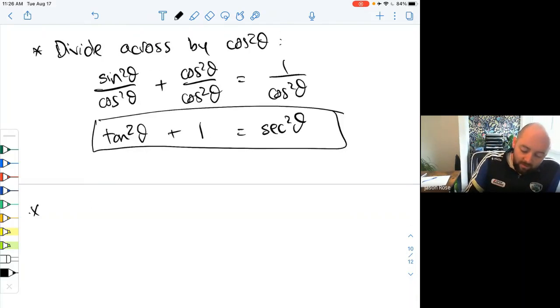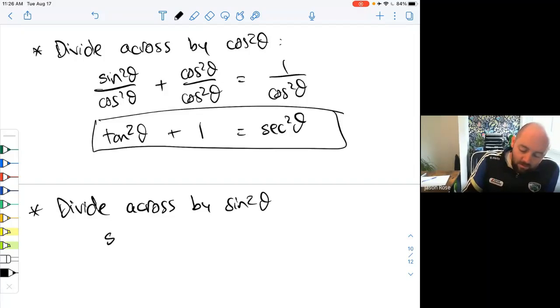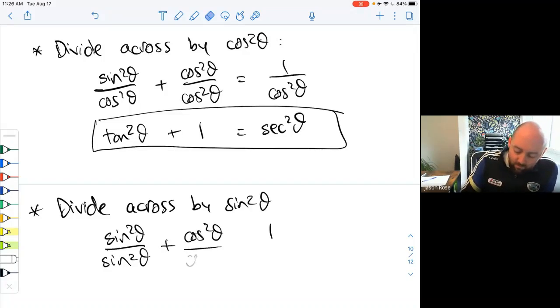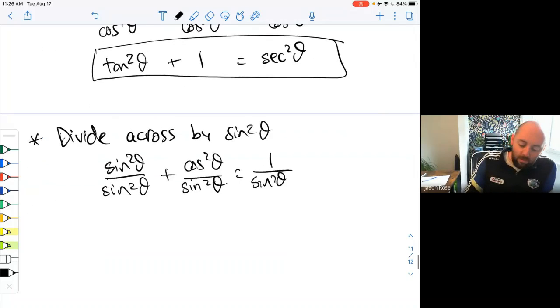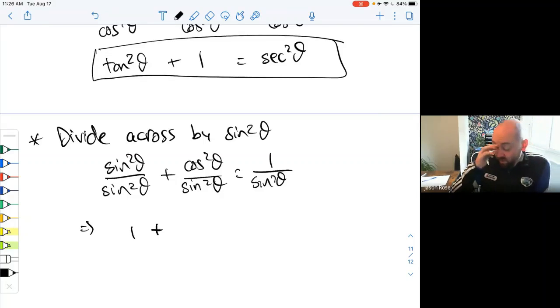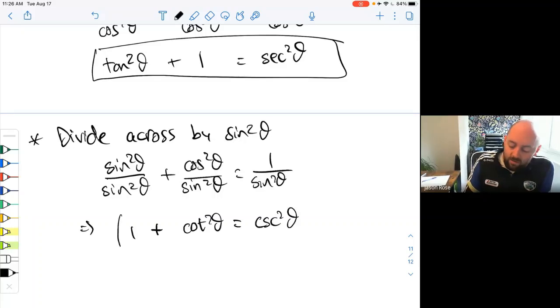And the other one is to divide across by sine squared. So starting with sine squared theta, cosine squared theta, and 1. Sine squared over sine squared, cosine squared also over sine squared, and 1 over sine squared gives you 1. Cosine over sine is cotan, so cosine squared over sine squared is cotan squared, and 1 over sine was cosecant squared. So it's a nice way to remember.